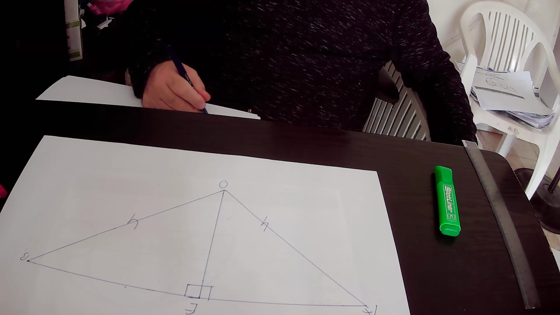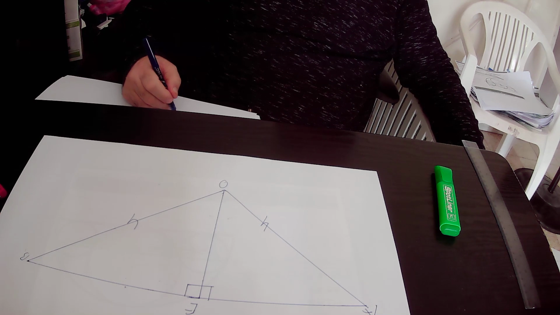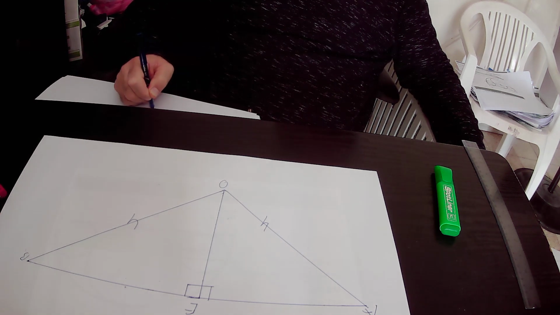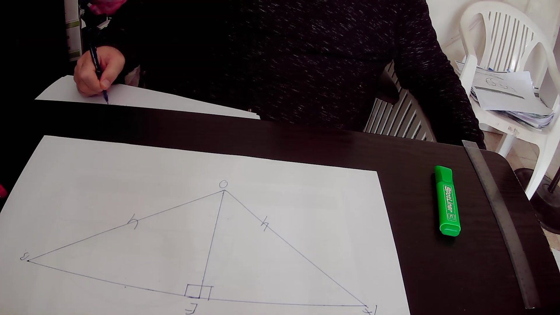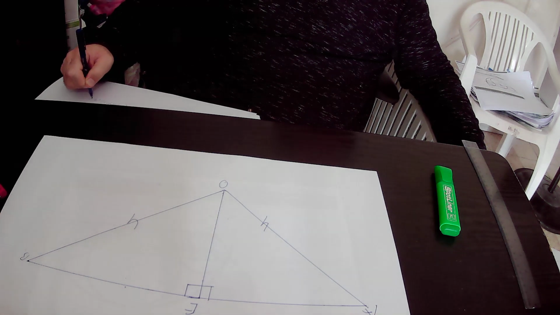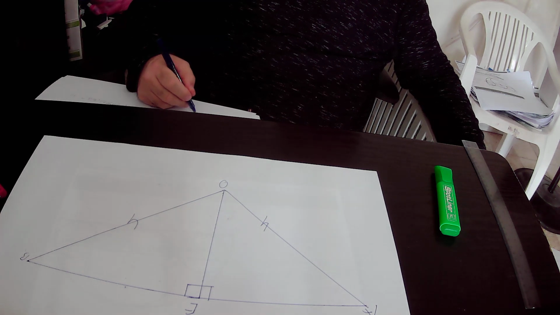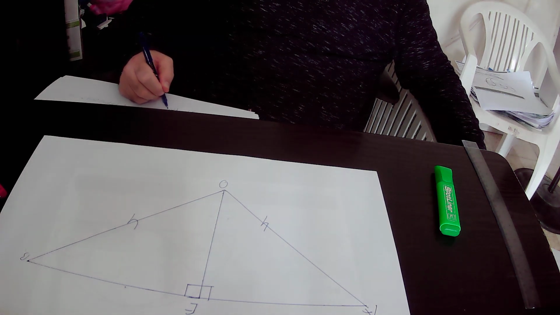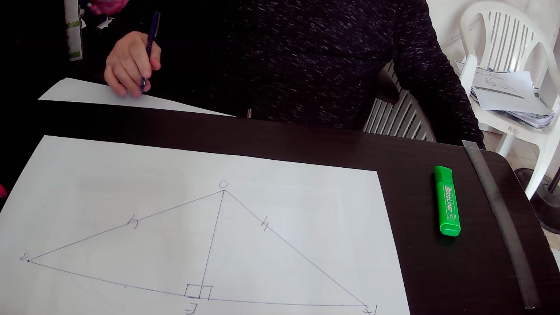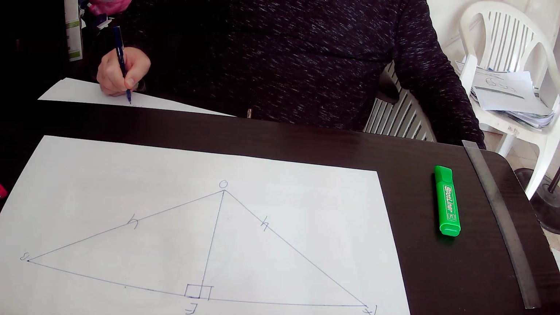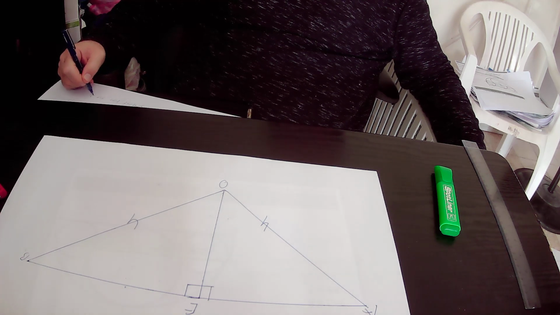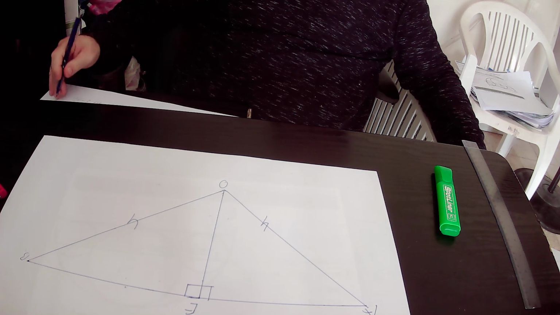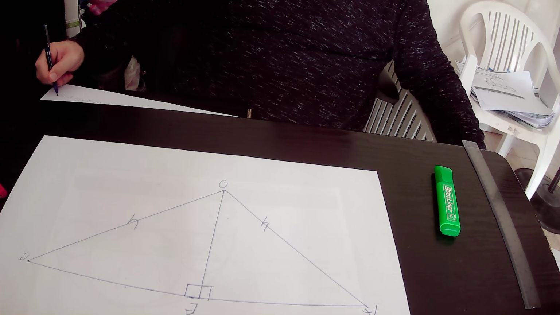So if the hypotenuse and the perpendicular in two right triangles are congruent, then the two right triangles can go into each other.